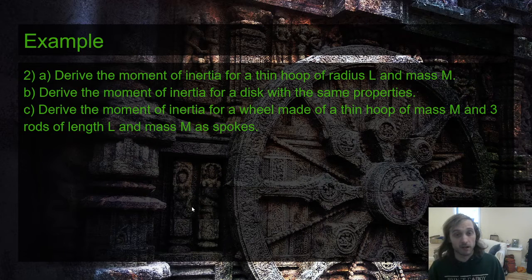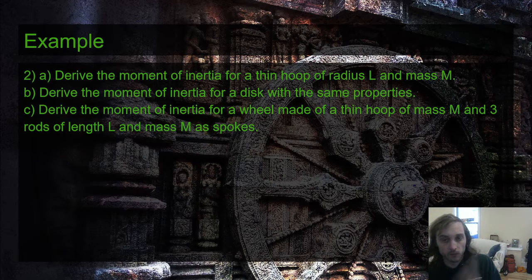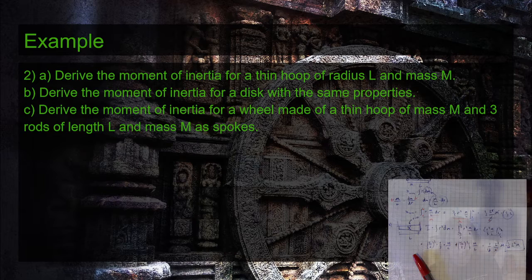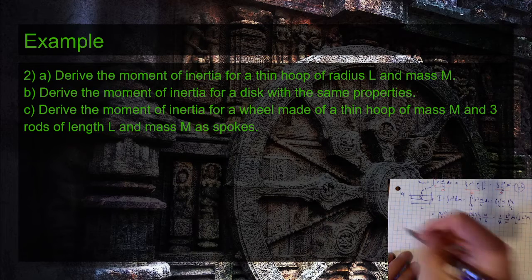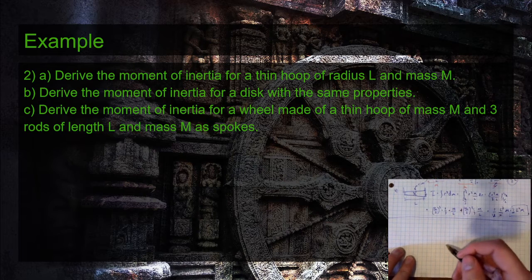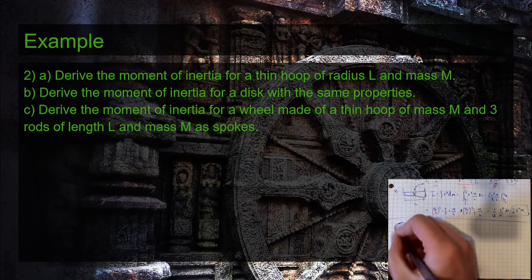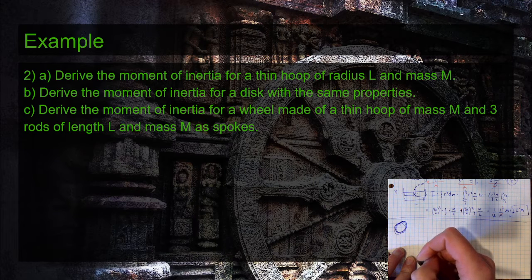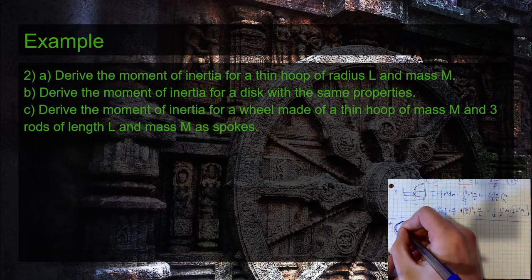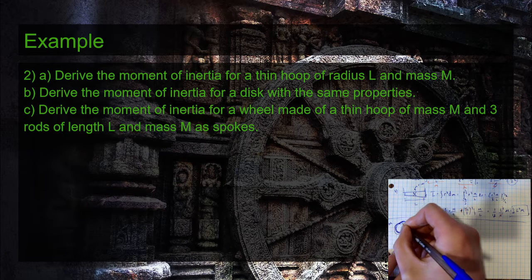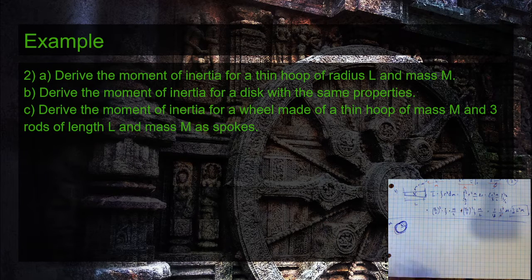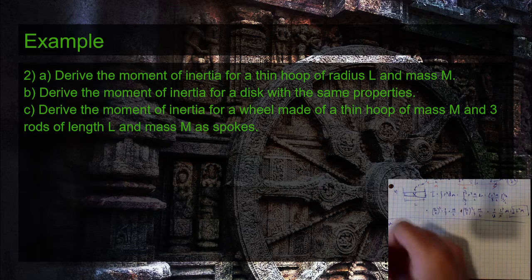So first off, let's derive the moment of inertia for a thin hoop of radius L and mass m. So for this one, kind of the same deal, except we're using slightly different geometry. So we've got our hoop, we've got our mass of m, we've got our radius of L. I think I just did that so it wouldn't get confused with the R. Honestly, it probably should have been R. And we're asked to derive the moment of inertia for that, for A.